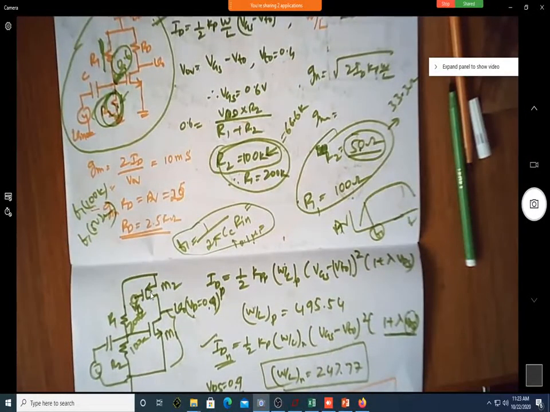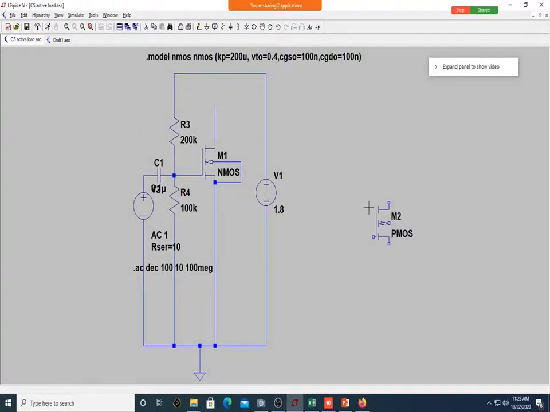Correct? See now where the source? Source is there on the higher potential. This is source. Correct? Yes, sir. Now, in the SPICE simulation, which is source here? Can somebody identify? Gate is easily identifiable. This is gate. Which is source? Which is drain?